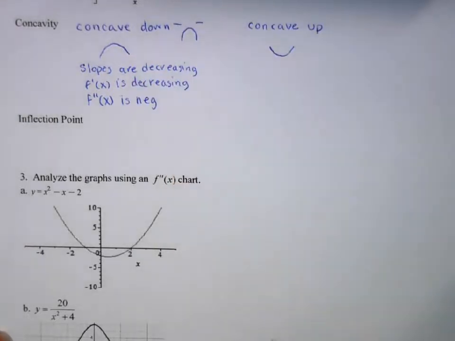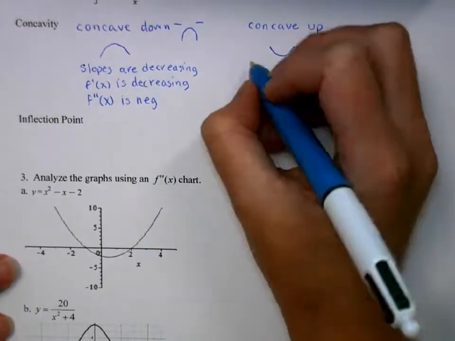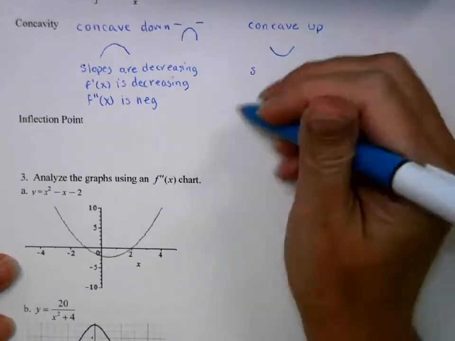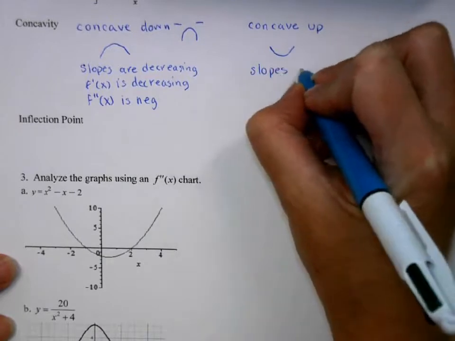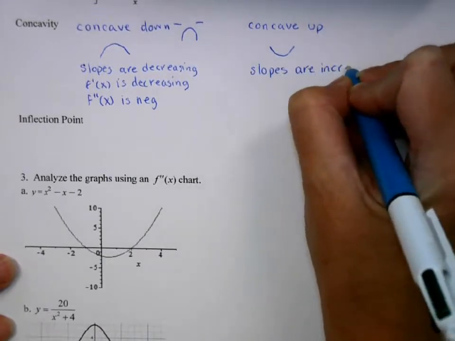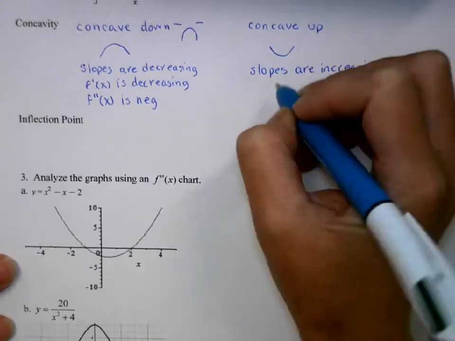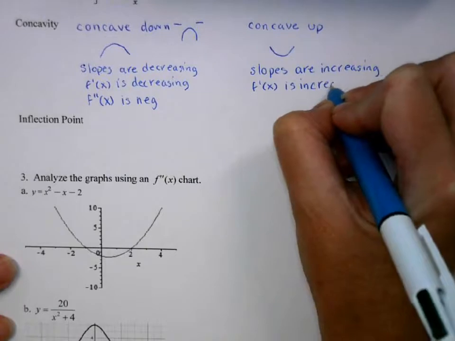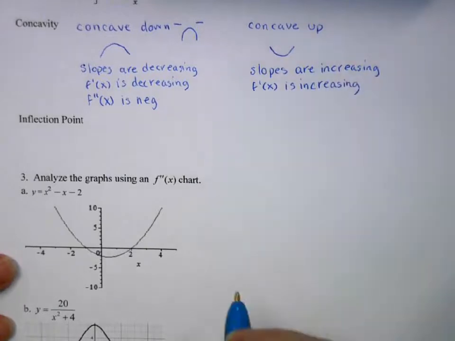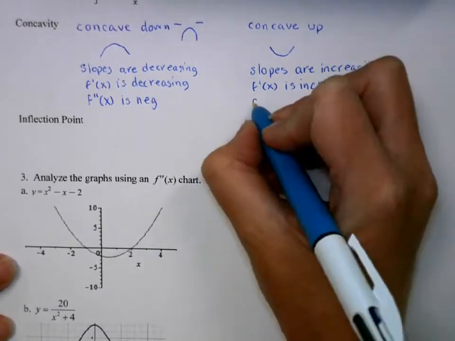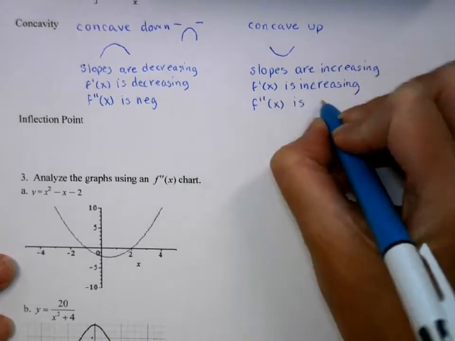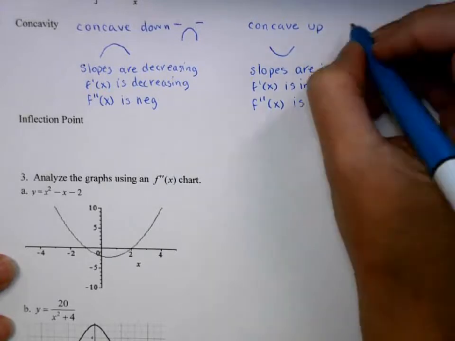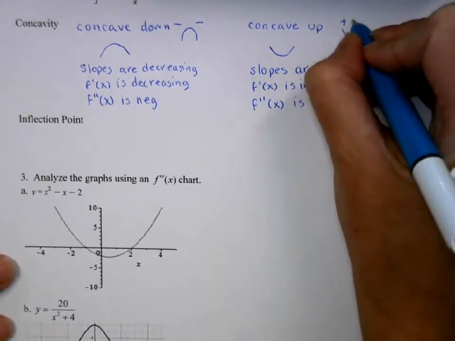So we can go negative, make a little sad face. Negative, negative. Concave up, the slopes, so we're negative and then they're getting positive, so the slopes are increasing, which means f prime of x is increasing. And if we take the derivative of an increasing function, it is positive. So if the second derivative is positive, then we have concave up. So concave up is when we are positive.